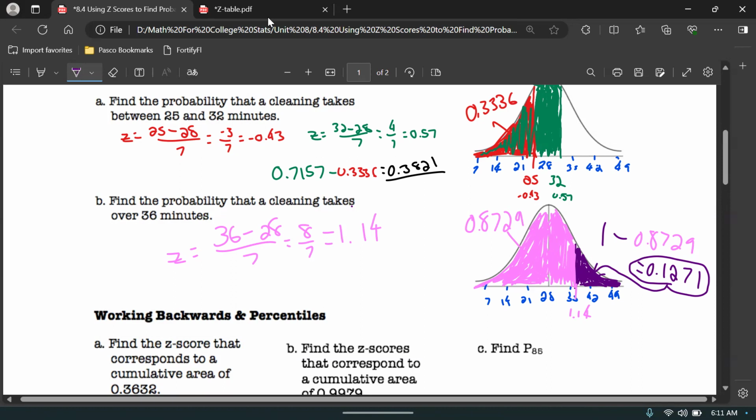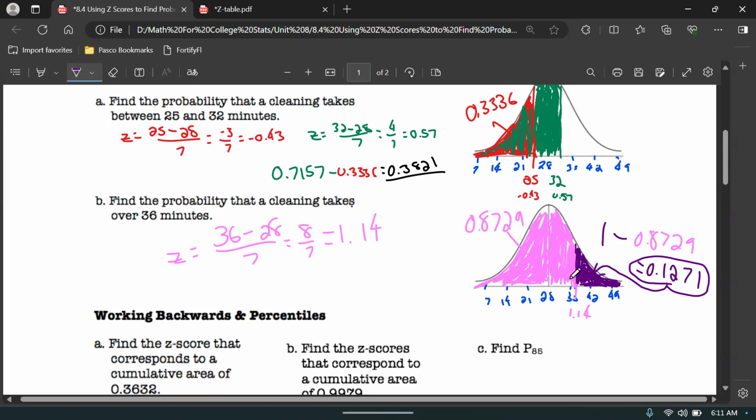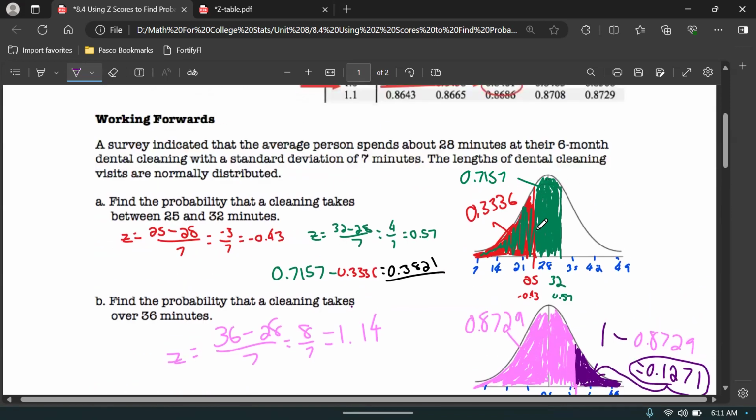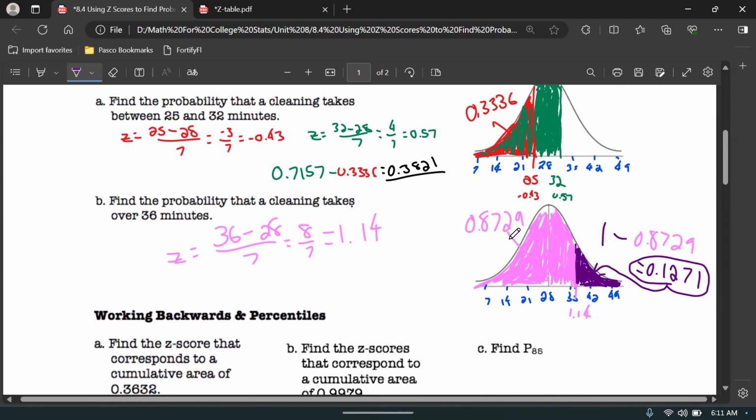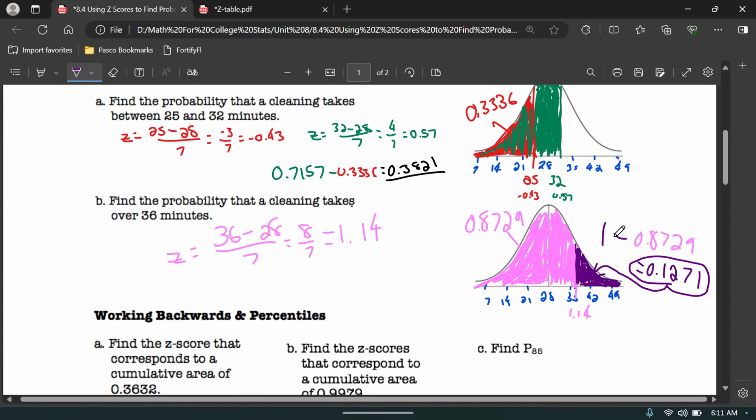All right. So you have to always remember that these numbers here are always left of your z-score. So when you find your z-score, remember all these probabilities that you're getting are probabilities to the left of it. Notice again, when I had 25, this 0.3336 is left of 25. The 0.7157, that area is left of 32. This 0.8729 is left of 36. So everything's always based on the left side. So we have to sometimes do a little bit of arithmetic to get the other side. And that's fine. It's not a big deal because it adds up to 1, it adds up to 100%, right? So it's not too bad. But basically this translates to about 13% of appointments take longer than 36 minutes, right?